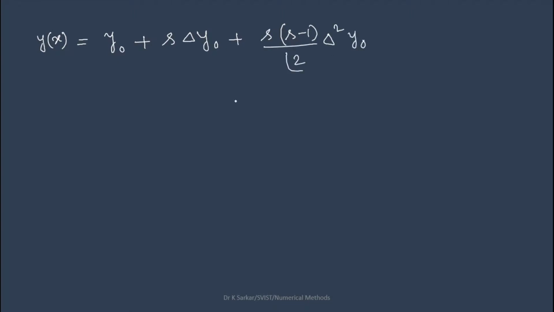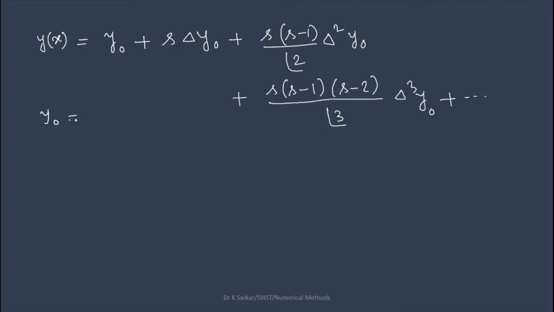Now let us write Newton's forward interpolation formula. Yx is y0 plus s del y0 plus s into (s minus 1) by factorial 2 del 2 y0 plus s into (s minus 1) (s minus 2) by factorial 3 del 3 y0 plus dot dot dot. Here y0 equals f(x0). Del y0 equals del f(x0).